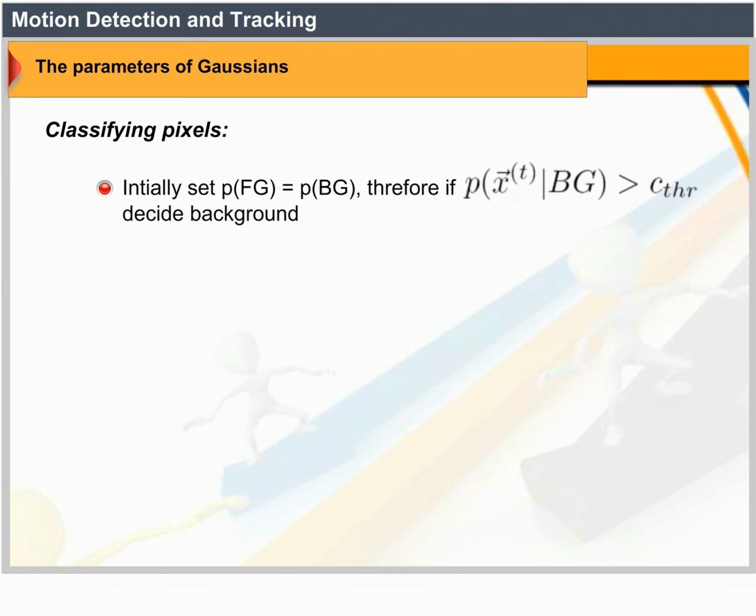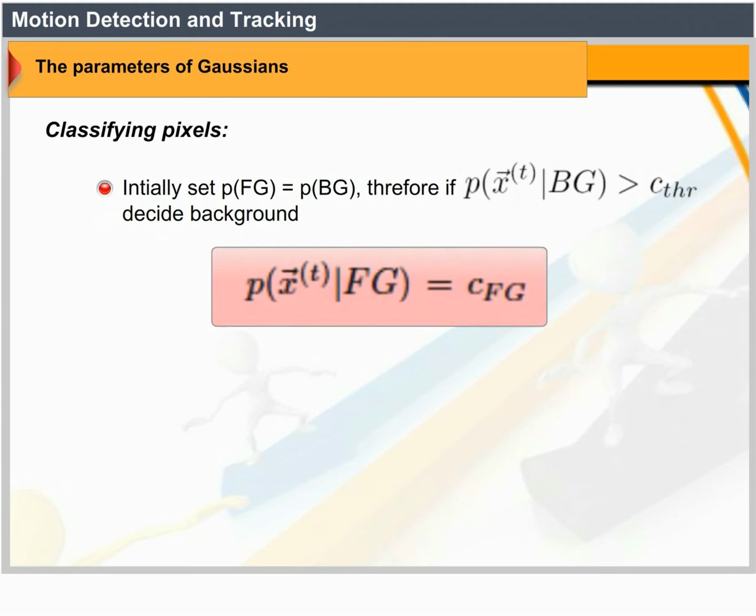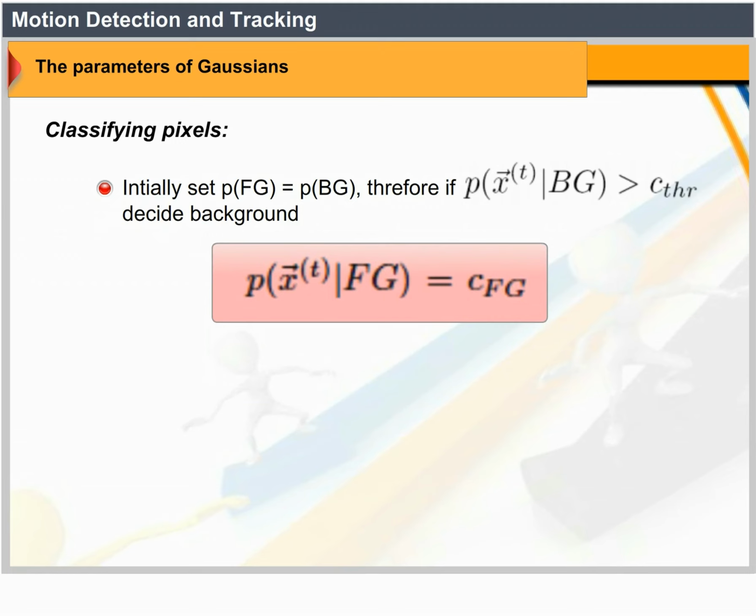Initially, set probability of foreground equals probability of background. Therefore, if probability of x vector power t given background is greater than C threshold, decide background. Probability of x vector power t given foreground equals C foreground.